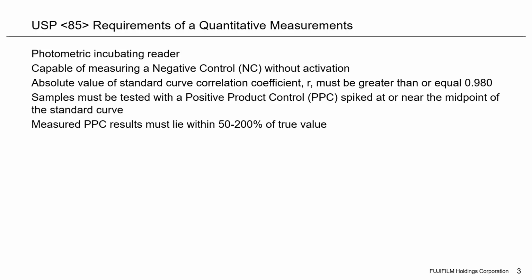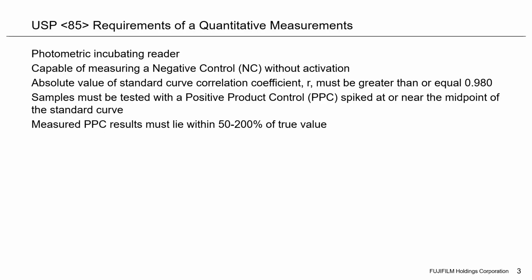And then whatever regression is used for the standard curve regression, the correlation coefficient must be greater than or equal to 0.980. Or of course, if it's negative, it should be less than that. Basically, the absolute value of that correlation coefficient should be greater than 0.980. Samples must be tested with a positive product control spiked at or near the midpoint of the standard curve, and then measured positive product control results must lie within 50 to 200% of a true value.